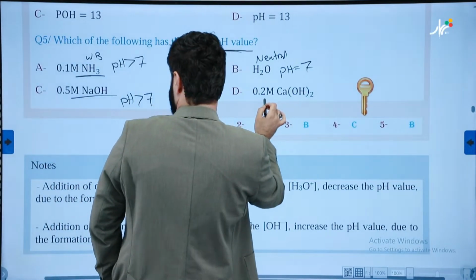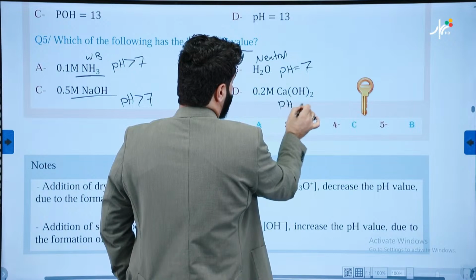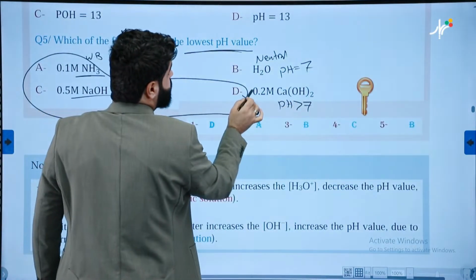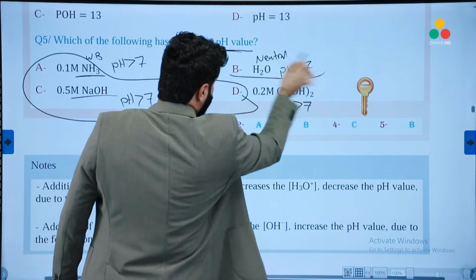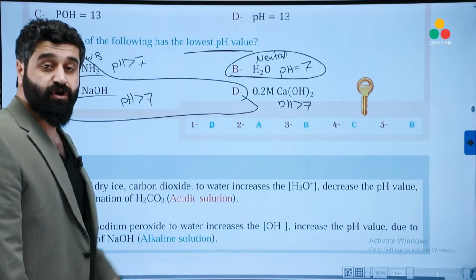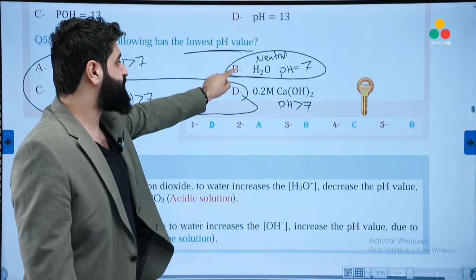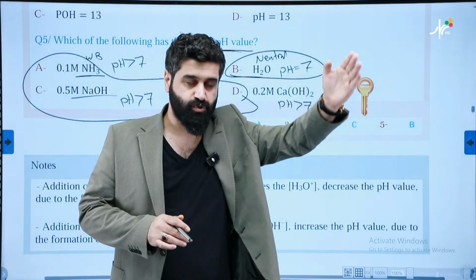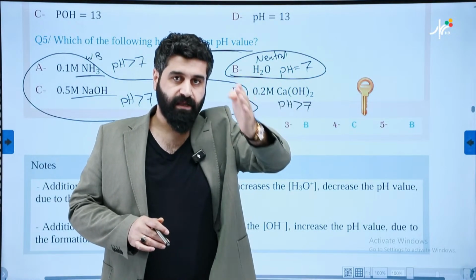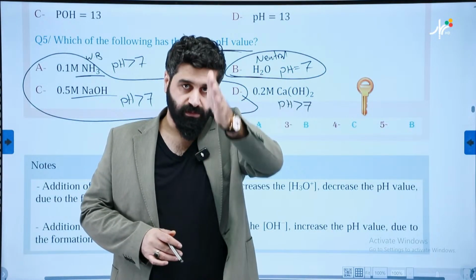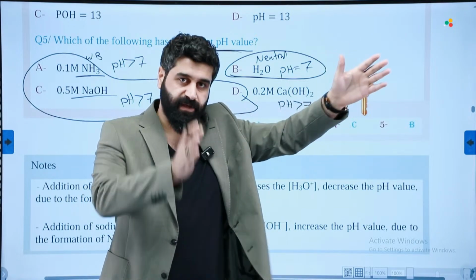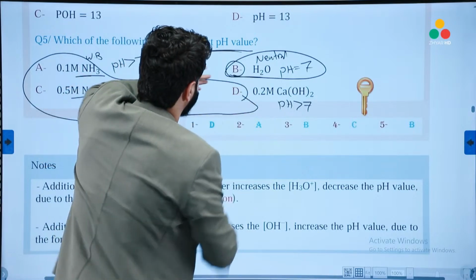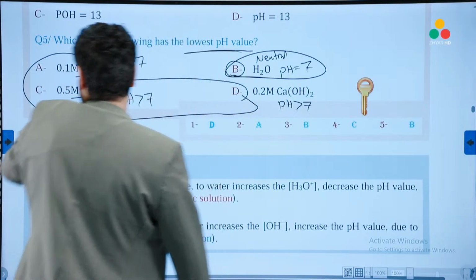This one, Ca(OH)2, it's a strong base again. pH is greater than 7. So these three have greater pH compared to 7. But this one has a pH of 7. So pH of H2O is smaller than the bases. As I said, these are bases: 14, 13, 12, 11, 10, 9, 8, 7. It's neutral. So now bases have greater pH compared to water. So water has minimum pH compared to bases. Compared to the acids, it has the greatest pH.